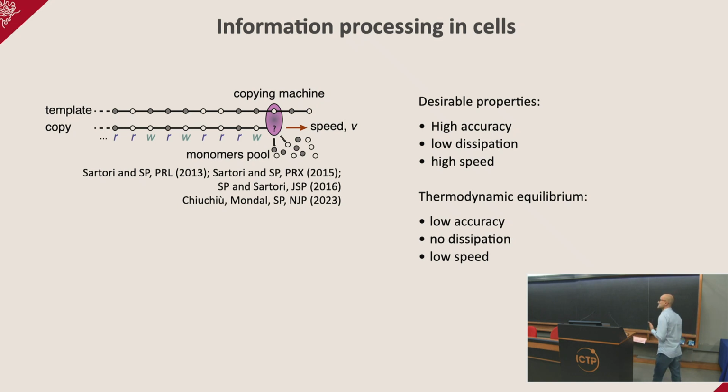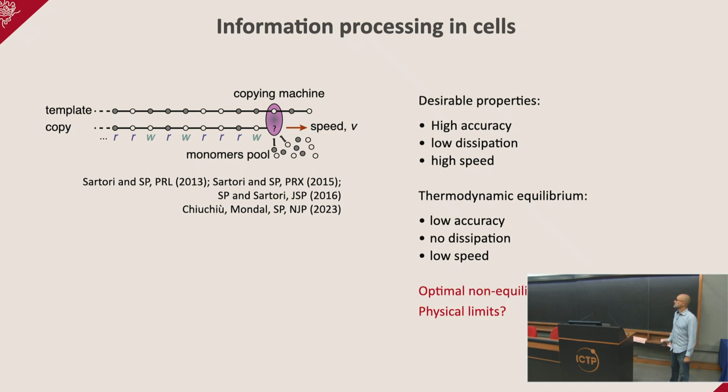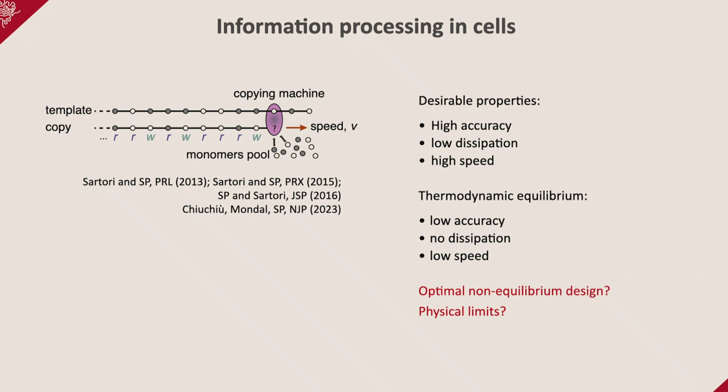And there are lots of interesting questions on the optimal way of doing this. So if, for example, you want to spend more energy to increase your speed or to reduce your error, and whether there is a trade-off between speed and error, and so on and so forth. So what we have been working on is to use ideas from stochastic thermodynamics and non-equilibrium thermodynamics to understand optimal trade-offs between these quantities and optimal designs of the biochemical networks that perform these operations.